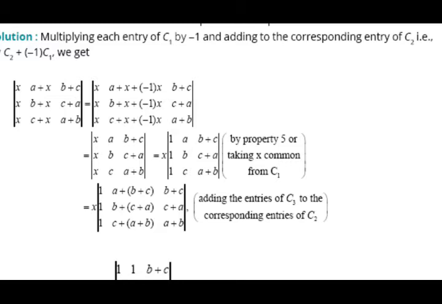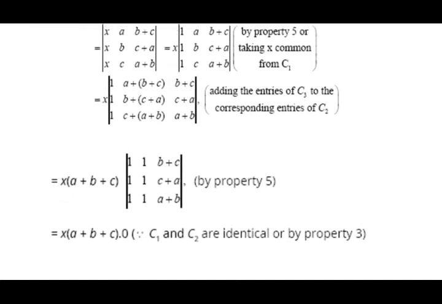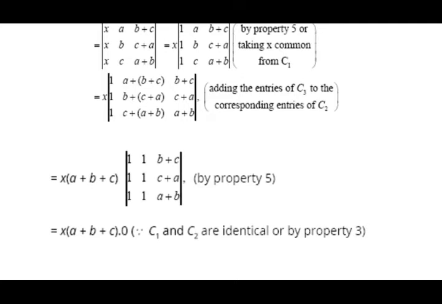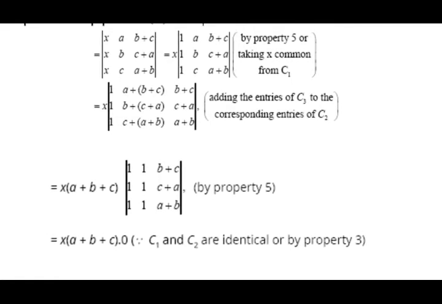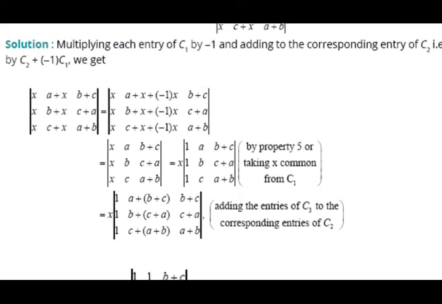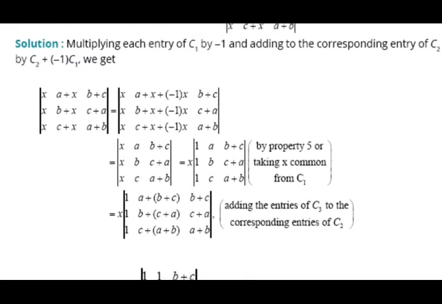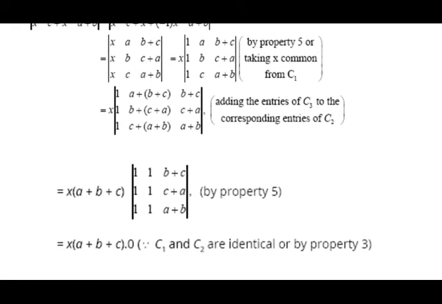And the next step is we subtract column 2 minus column 3. It also becomes 1. Now property 5 applies here. The first two columns are equal, therefore the determinant is 0. Repeat these steps again and again, and then we learn how to find it.